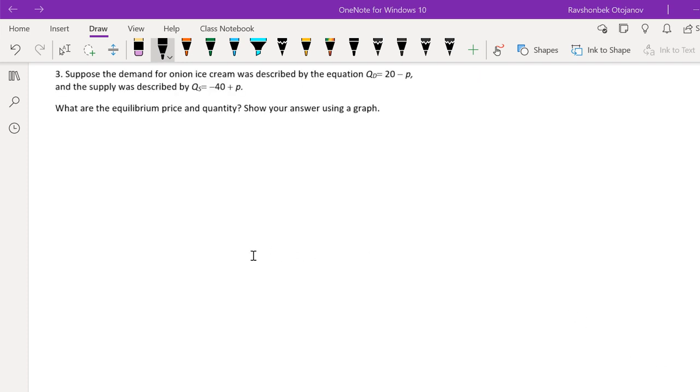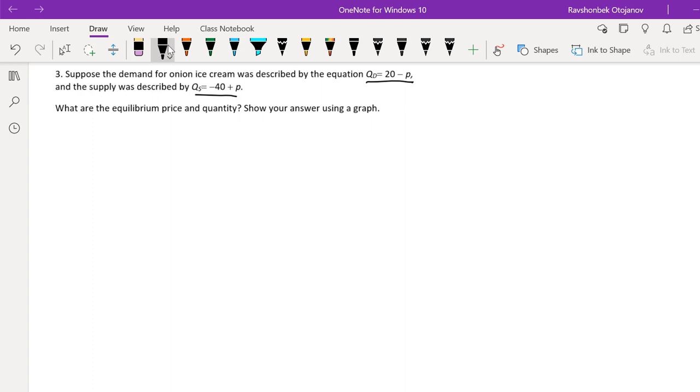Now the third problem. Suppose the demand for onion ice cream is described by this equation, so that's the demand equation, and the supply was described by this equation. What are the equilibrium price and quantity? Show your answer using a graph. So we need to draw the graph, not just sketch, I suppose.